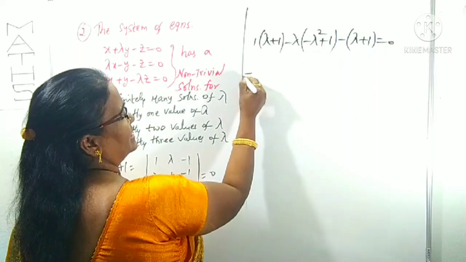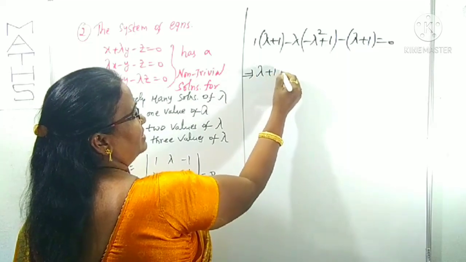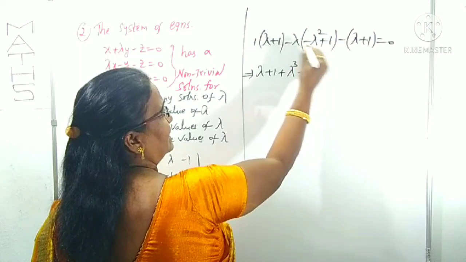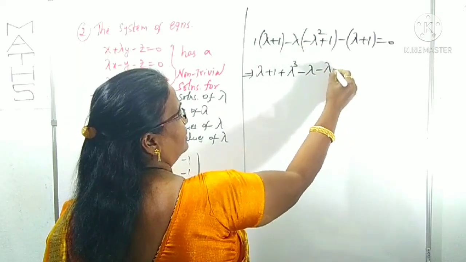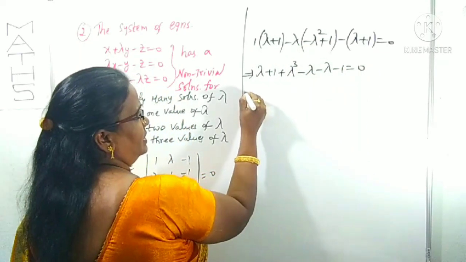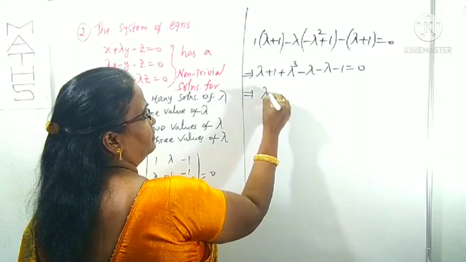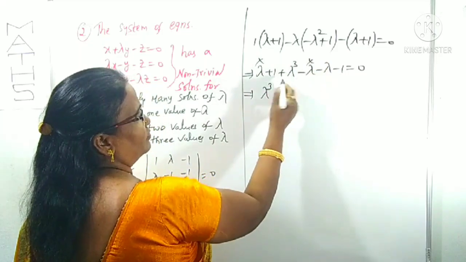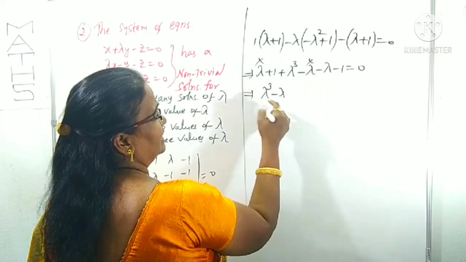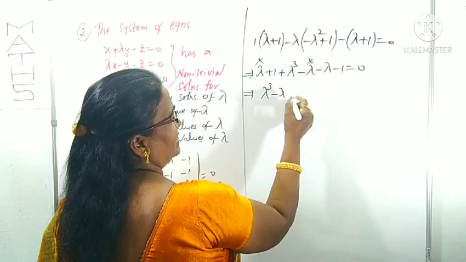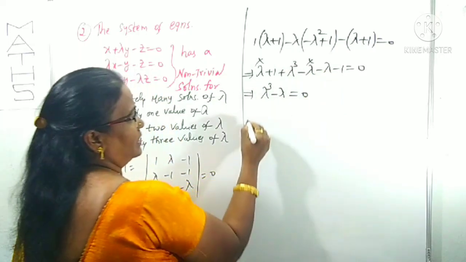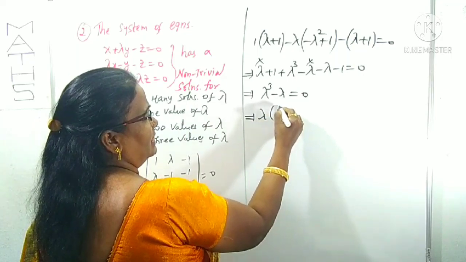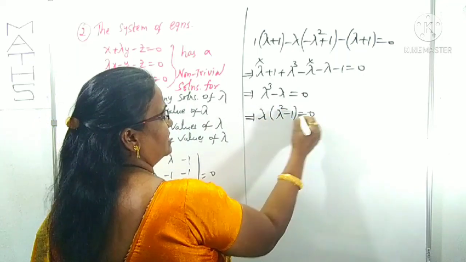Therefore, we can expand like this. Lambda plus 1 with the minus of minus plus lambda cube with the minus lambda with minus 1 equals 0. Next step, lambda cube, then 1 minus lambda plus lambda gets cancelled here. One more minus lambda is left over. Then plus 1 minus 1 also cancel, it becomes 0. Now what can we take? Lambda we can take common, lambda square minus 1 equals 0 is left over.